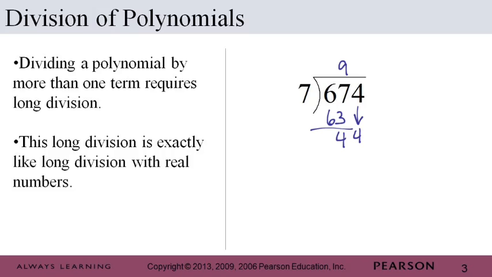And then we pull down a 4, and we say, how many times will 7 go into 44? Well, I think 7 times 6 is 42, so it'll go 6 times, with 2 left over. And what do we do with that 2? If we want to make a mixed number, then we put the 2 over the 7, and we have 96 and 2/7 for our quotient. That is the process that we are about to use here.